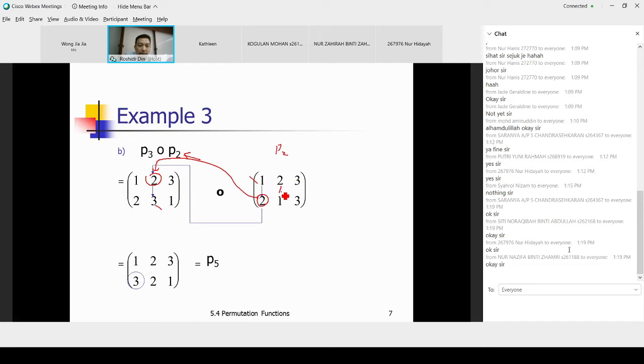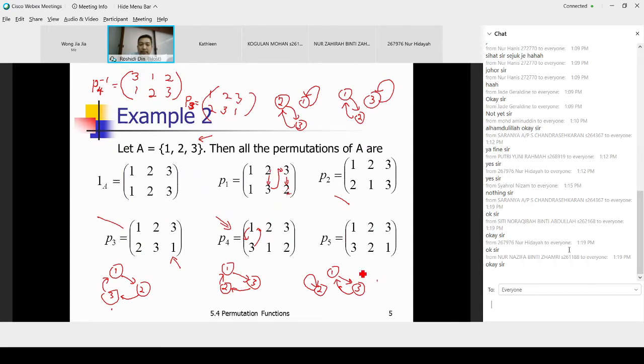Second, 2 maps to 1. We try to find 1 here, and it maps to 2. So the answer will be 2, 2. Then we have 3 maps to 3. Then 3 maps to 1. The answer will be 3, 1. So that's why here 3, 1. Once we get this answer, it is equal to P5.